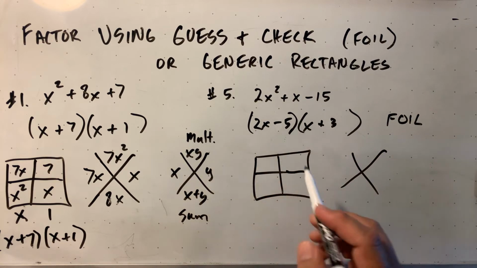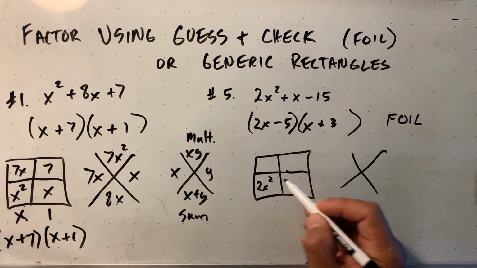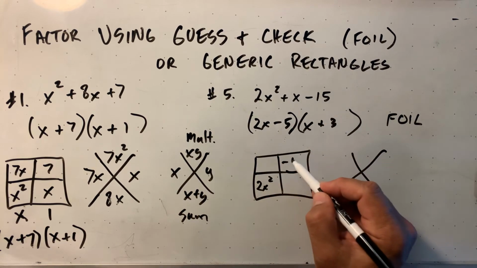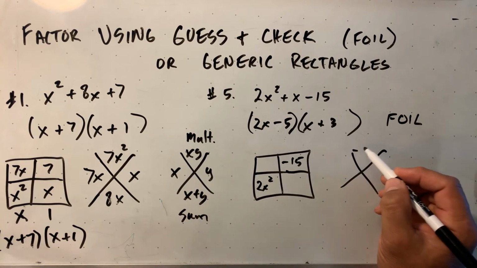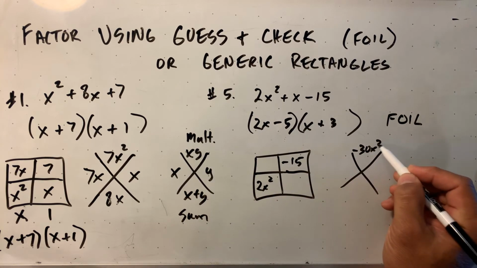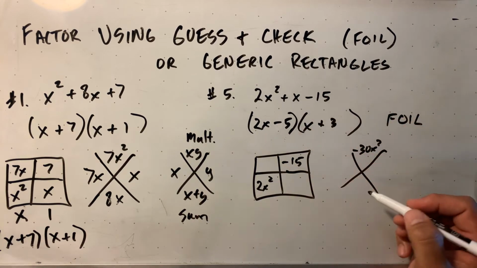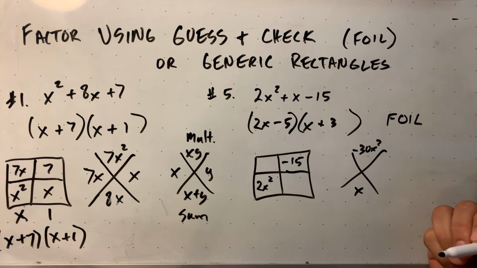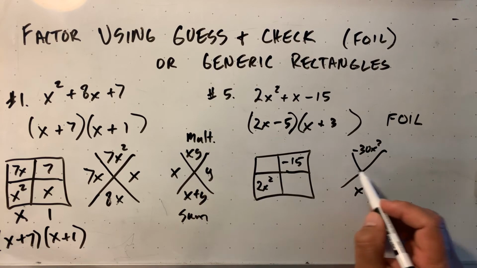So remember to set it up, we're going to put the first one here in the bottom left, 2x squared. The last one's going to go here, minus 15. We'll multiply those two together to get a negative 30x squared, and we'll put that in the top. In the middle on the bottom is just going to be the middle term. All right, here's the difficult part where you've got to figure out what goes here and here.